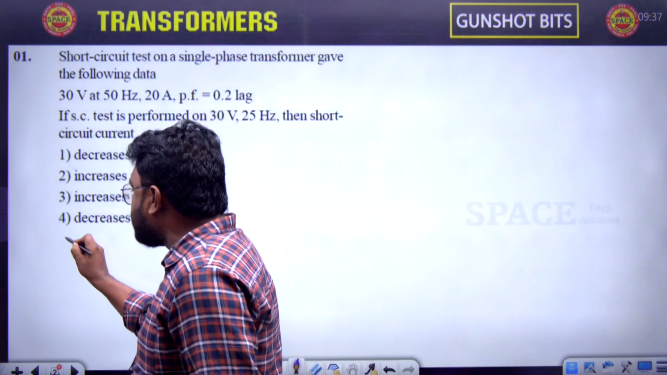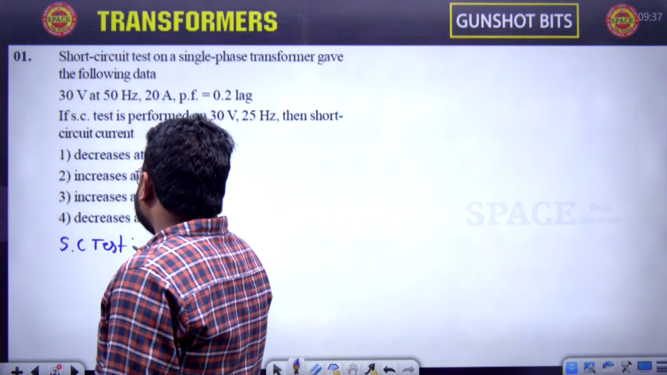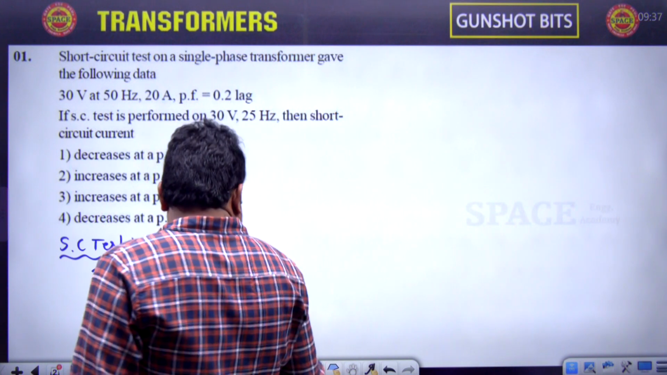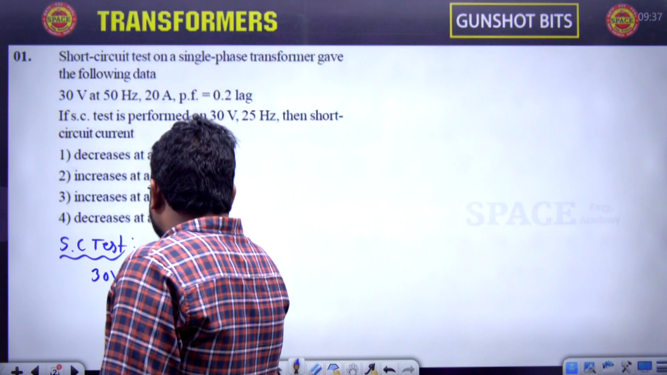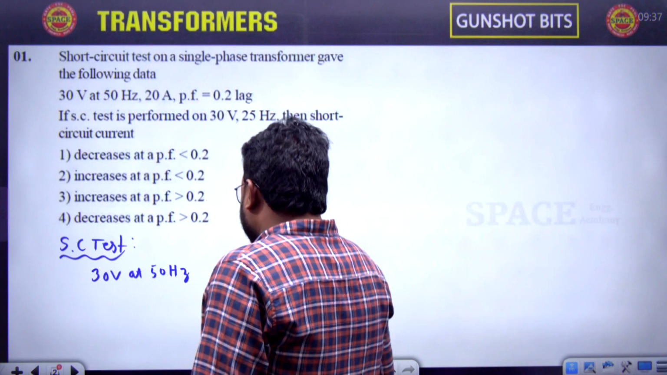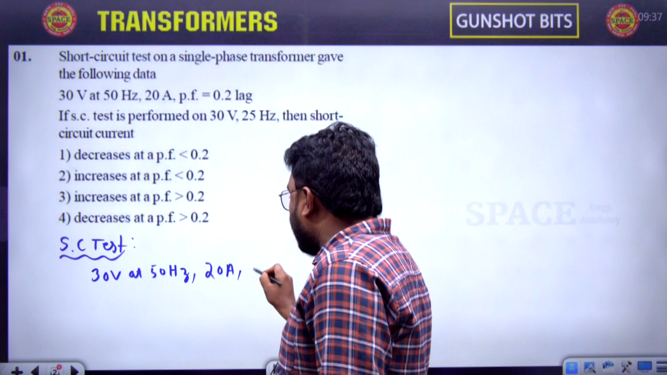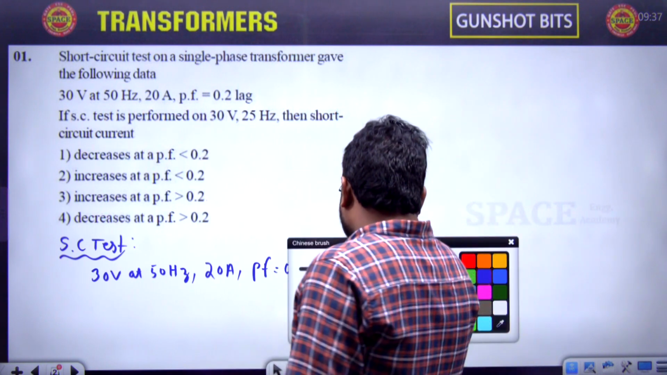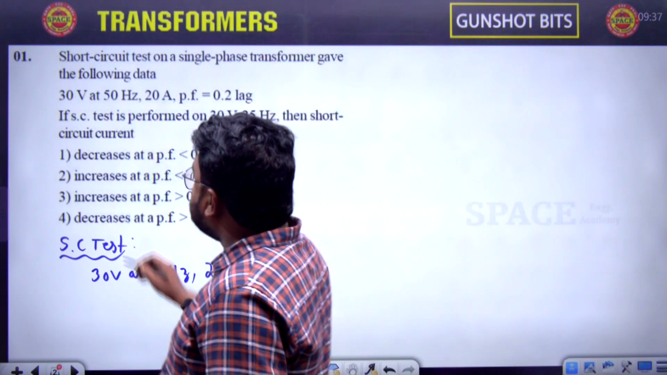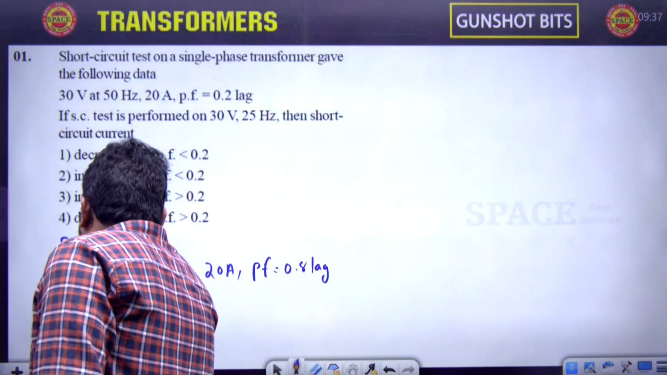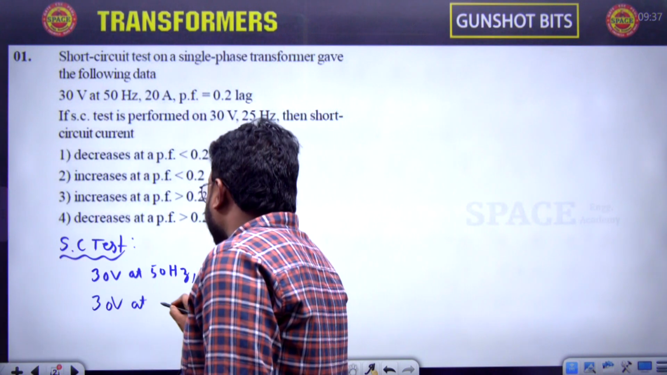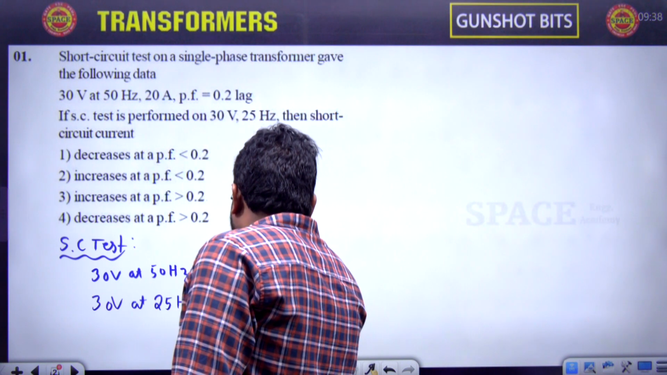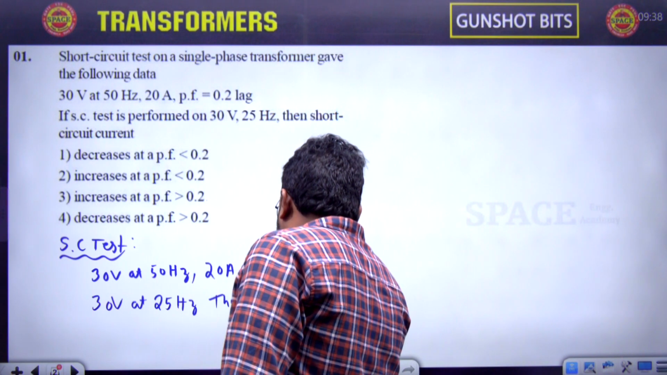So, the short circuit test of the transformer is conducted, and we have some short circuit test data: 30 volts at 50 Hz frequency, 20 amps, power factor 0.2 lagging. Initially the test is performed at 50 Hz, and then the same test is performed on 30 volts at a frequency of 25 Hz. What will happen to the short circuit current and the short circuit power factor of the transformer?